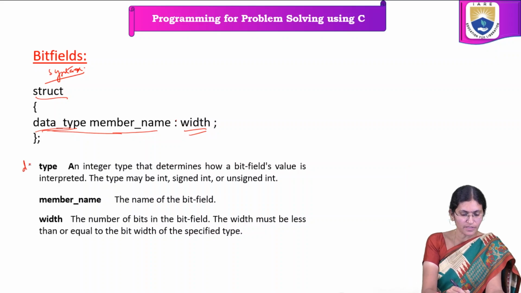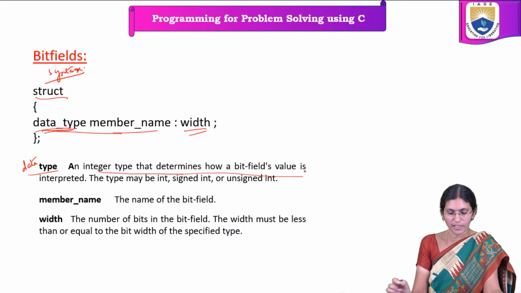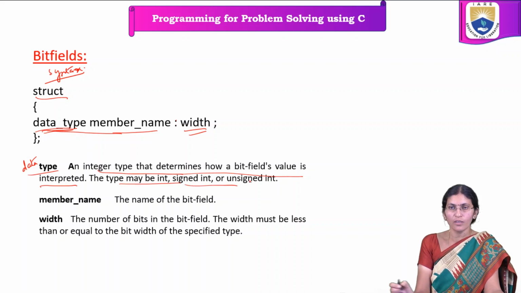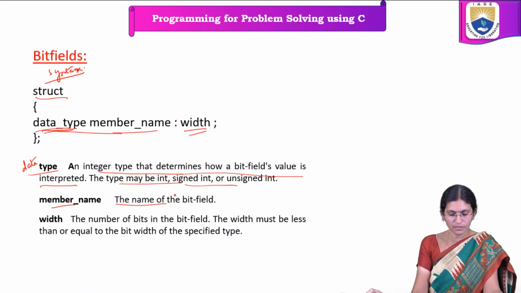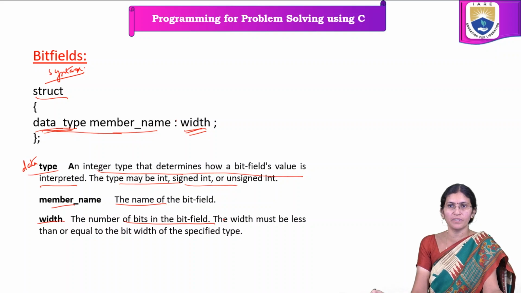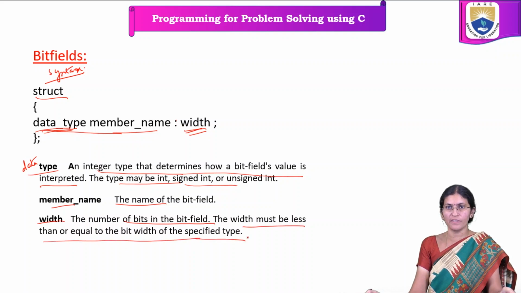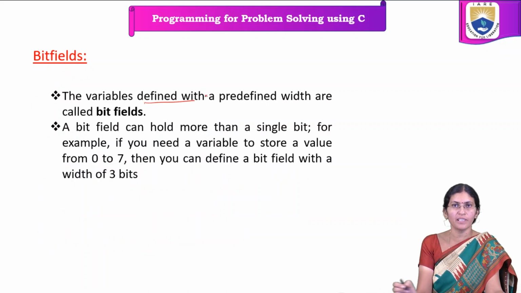Here the data type is an integer type that determines how a bitfield's value is interpreted. This data type can be integer or unsigned integer. Member name is the name given to the bitfield. Width specifies the number of bits in the bitfield. The width must be less than or equal to the bit width of the specified type. This is how we can define a bitfield.